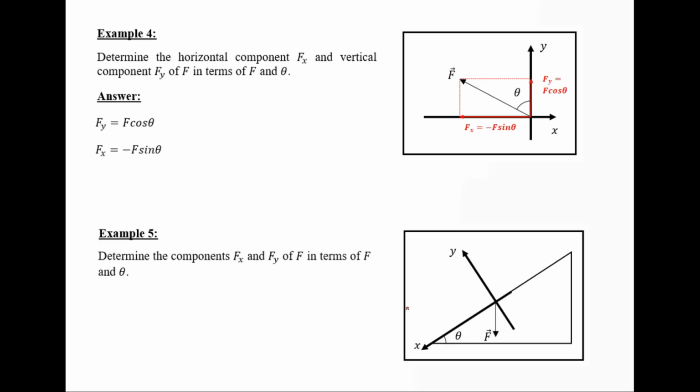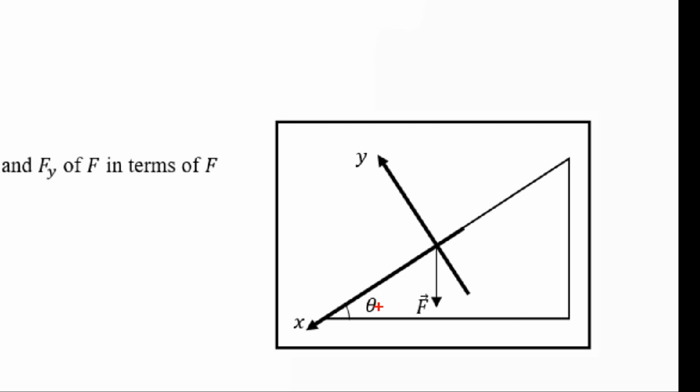Because F is pointing in the negative direction of x, that would be minus. Example 5, and this example is very important because it represents the motion of an object along a ramp. Here they have provided the angle theta to be the angle of inclination of the ramp. Then let's do some work related to the geometry of this triangle.